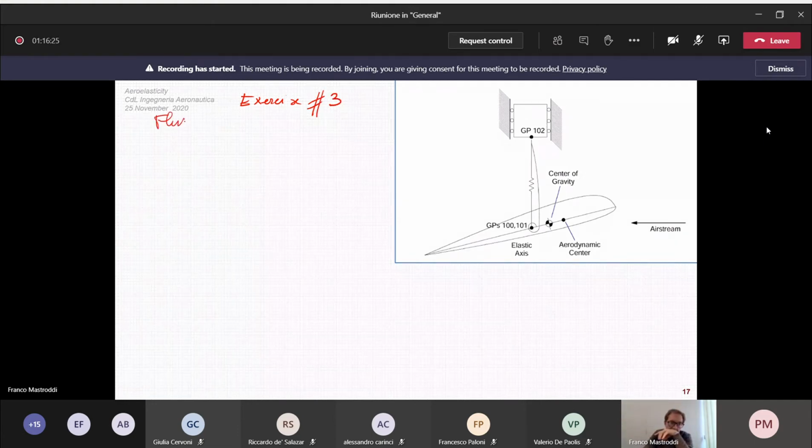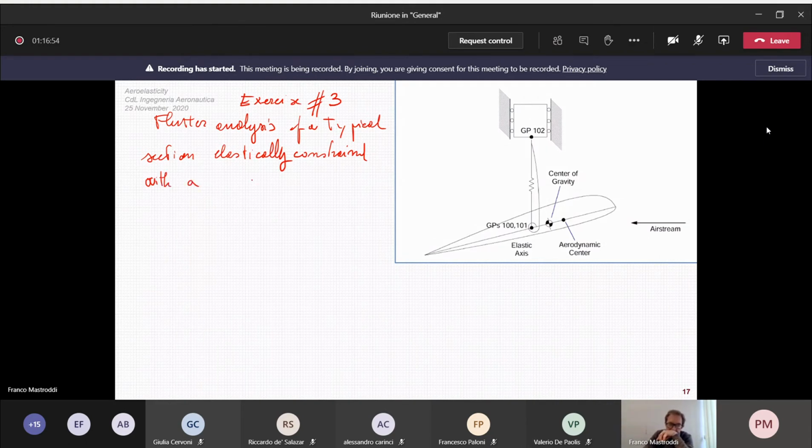Flutter analysis of a typical section elastically constrained with a moving mass. This is a novelty.